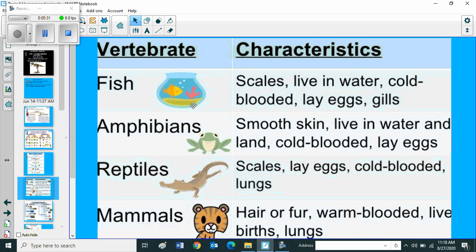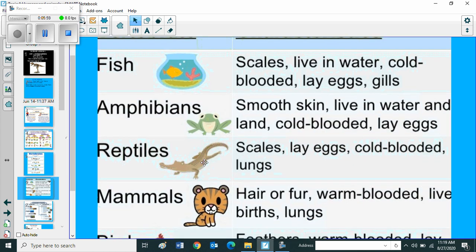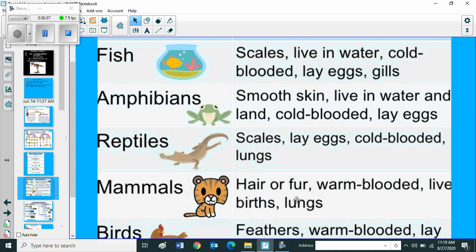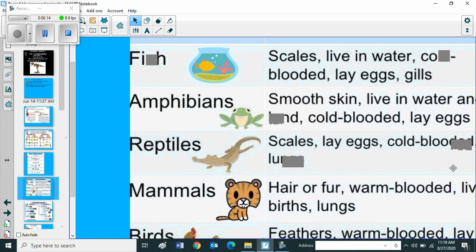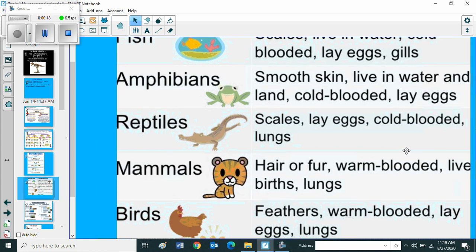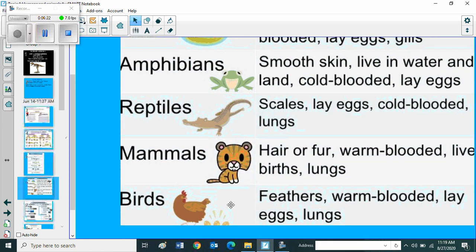Then we can go through the characteristics of vertebrates. First one is fish. Fish characteristics are scales, live in water, cold-blooded, lay eggs, gills. Then amphibians: smooth skin, live in water and land, cold-blooded, lay eggs. Then reptiles: scales, lay eggs, cold-blooded, lungs. Then mammals: hair or fur, warm-blooded, live birth, lungs. Then birds: feathers, warm-blooded, lay eggs, lungs.